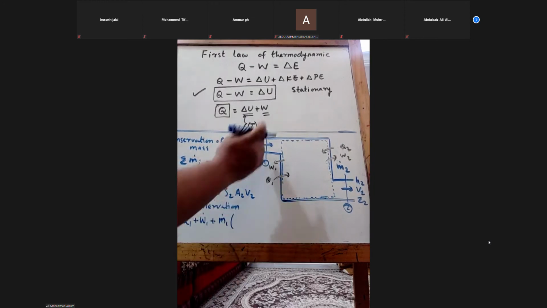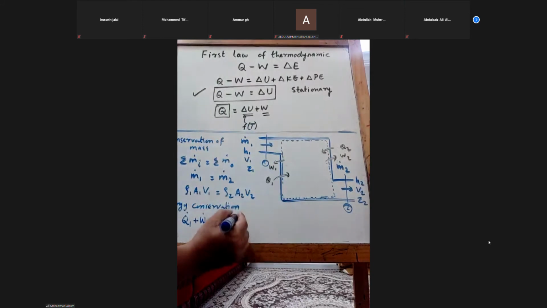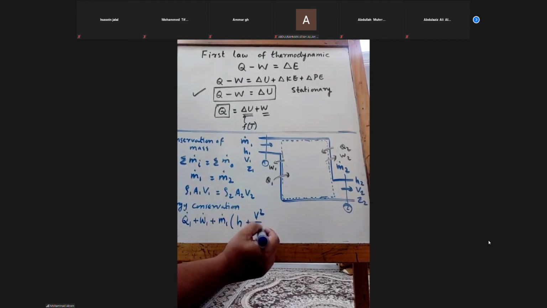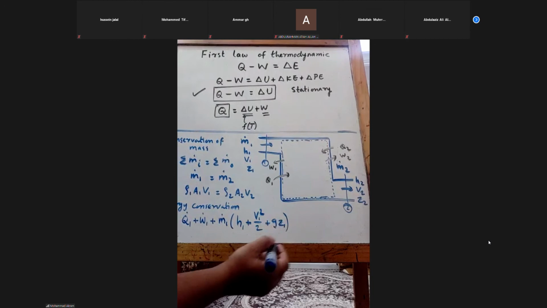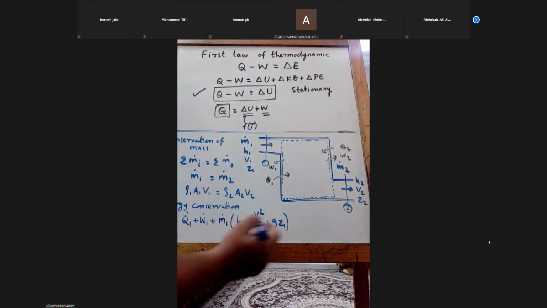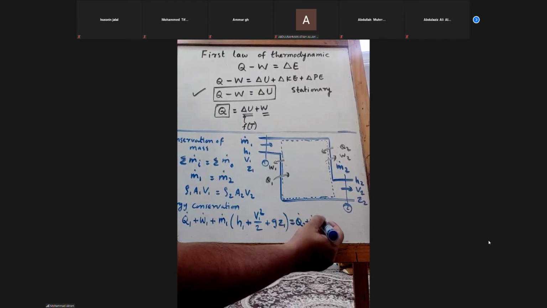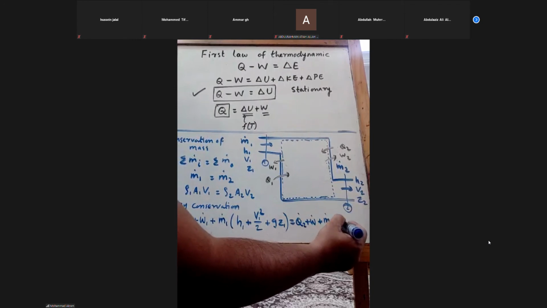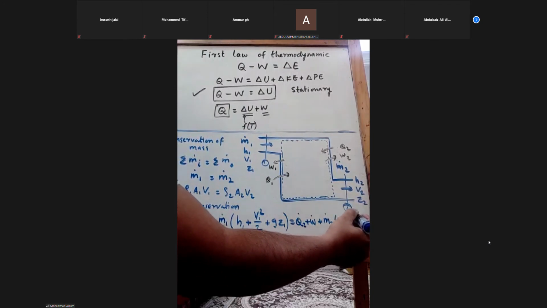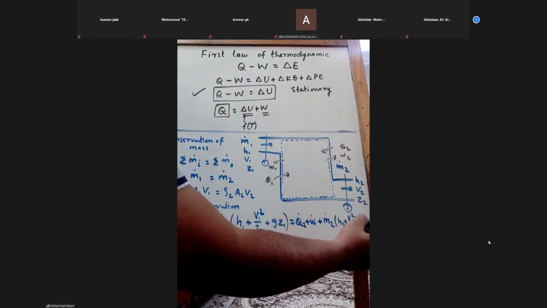In flow problems, we have the flow work term: H plus V square by 2 plus gZ. Am I right? So you can write this as 1, 1, 1, which will be equal to Q2 dot plus W dot plus M dot 2 times H2 plus V2 square by 2 plus gZ2.